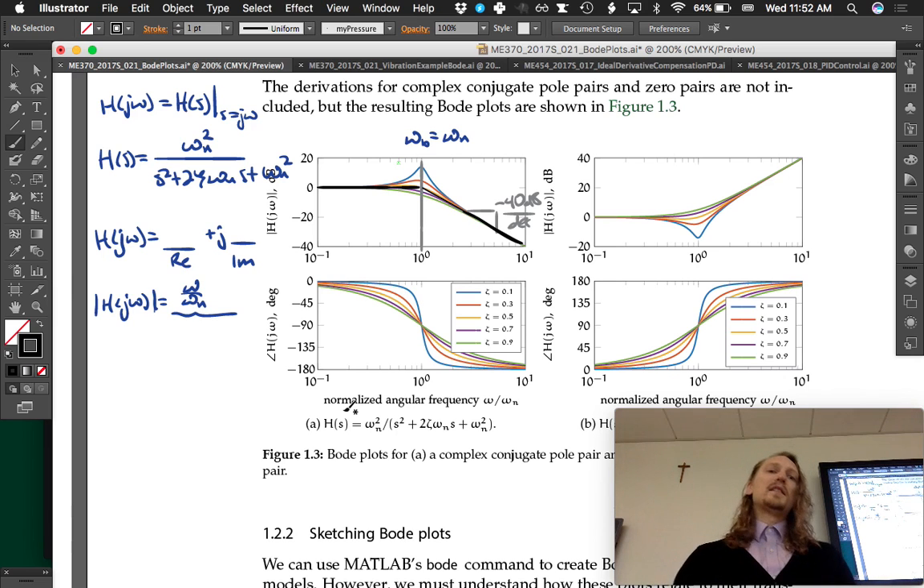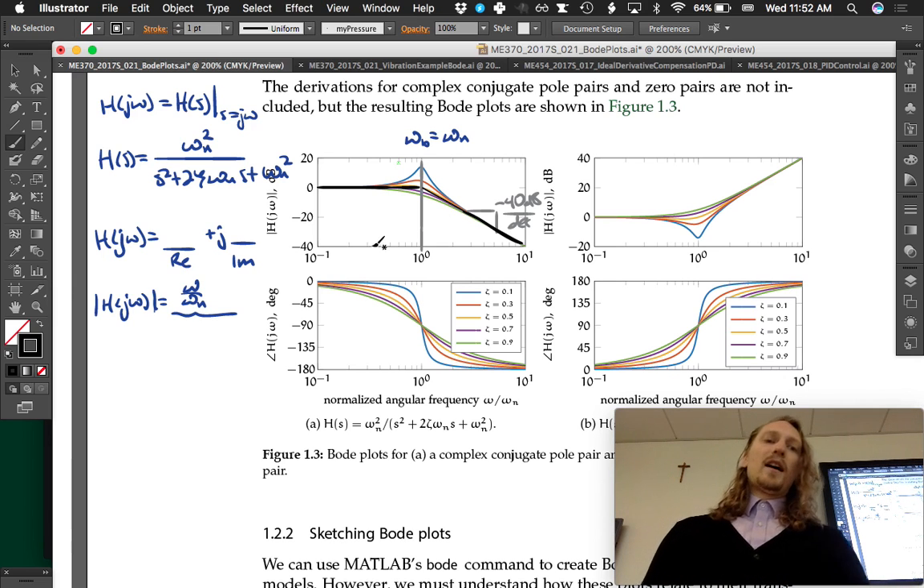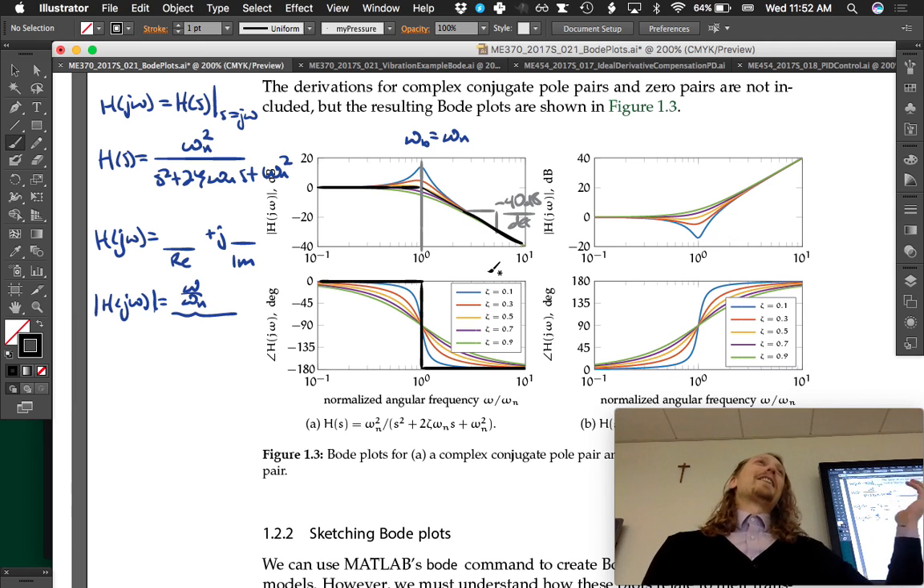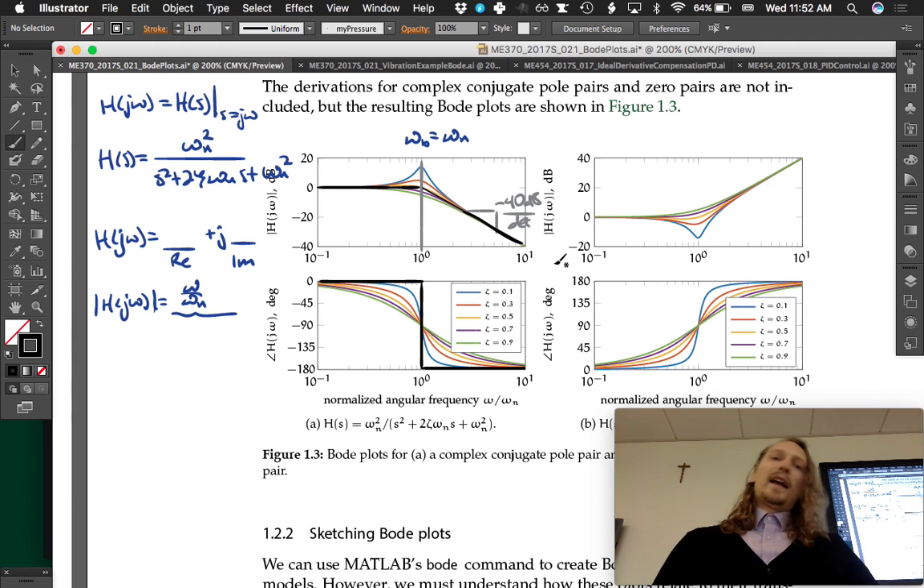Then what's left is the phase, and what we typically do for these is we say, okay, it's at 0 degrees up to the break frequency, and then it drops to negative 180, and the amount of rounding that we give to it just depends on the zeta value. I mean, it's not a great approximation, but it's something.